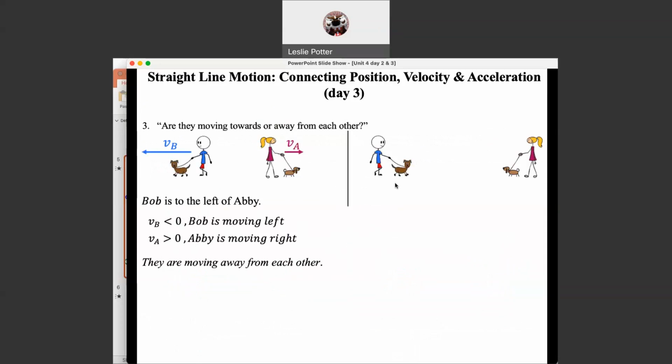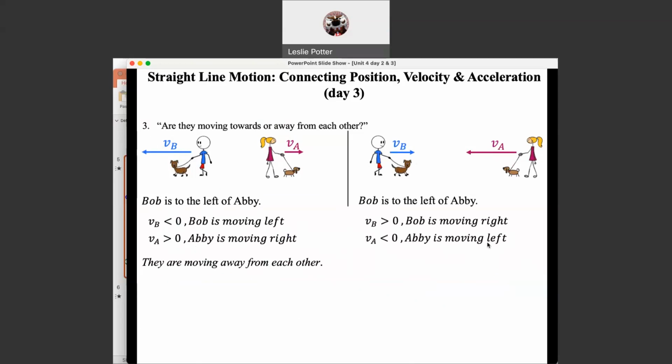Conversely, if we look at these velocity values, we can say, well, Bob is to the left of Abby, Bob's velocity is positive, so Bob is moving to the right. Abby's velocity is negative, so she's moving to the left. So they must be moving towards each other because of their opposite signs. It takes a little more to justify when they have opposite signs, but it's a little less math because we just know that they have opposite signs. We've stated that in the calculations.